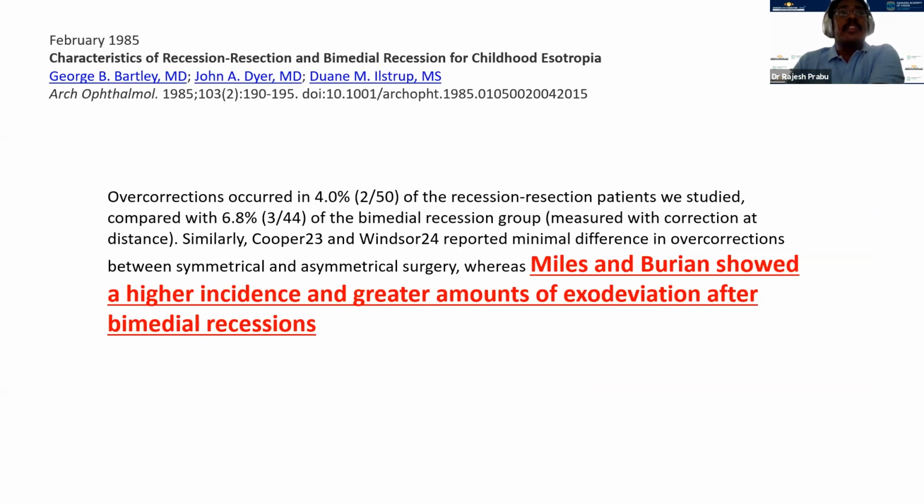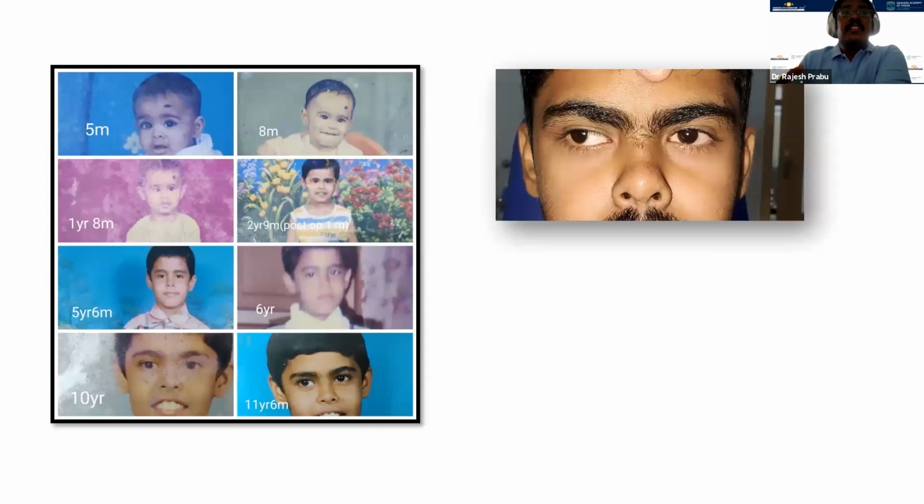In one of the journals, in February 1985, they showed a higher incidence and greater amounts of exodeviation after bimedial recession. Even in my experience over the past 10 years, I have seen a lot of patients presenting to me with consecutive exotropia, children who were operated with bimedial recession in infancy or at a younger age. This is my experience, and I'll just share one case with you.